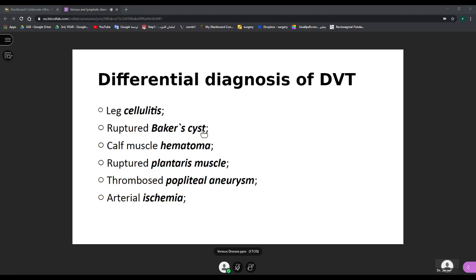Other differential diagnoses include trauma, which might result in calf muscle hematoma, ruptured plantaris muscle, or thrombosed popliteal aneurysm, arterial aneurysm. All of these are actually rarer than cellulitis. So I would say that the most common two conditions are deep venous thrombosis and leg cellulitis.